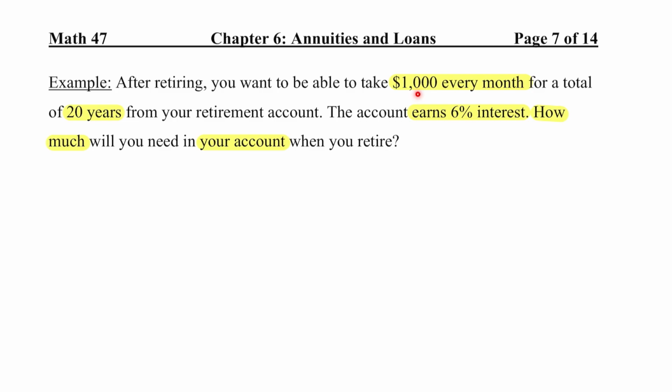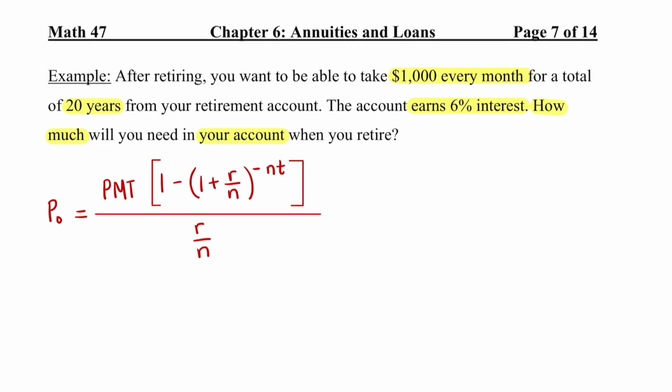In this problem, I want to withdraw the money out of my account. So this is the payout annuity, and I am going to use the payout annuity formula. In this formula, P of 0 is the amount of money in my account at the beginning of my retirement. Do I know this number? No, because that is what they're asking for. They ask, how much will you need in your account when you retire? So P of 0 is what I'm looking for.